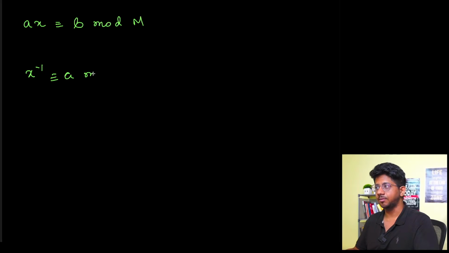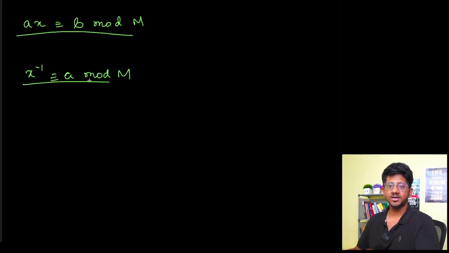Now before we start with this, there has to be one small prerequisite about terminology. There is an equation like this: AX is congruent to B mod M. Things are written this way, right? Or X inverse is congruent to A mod M. Let's suppose this is written or this is written. What does this mean?